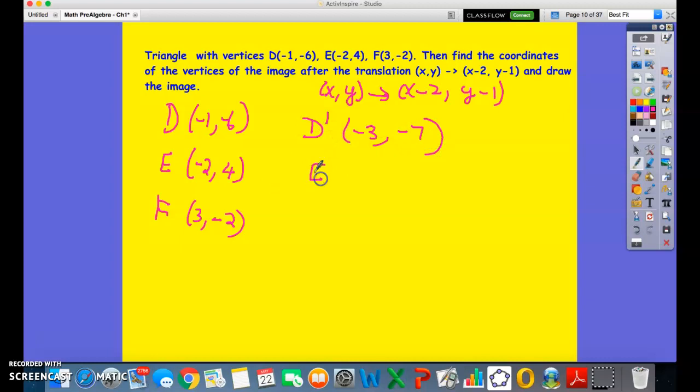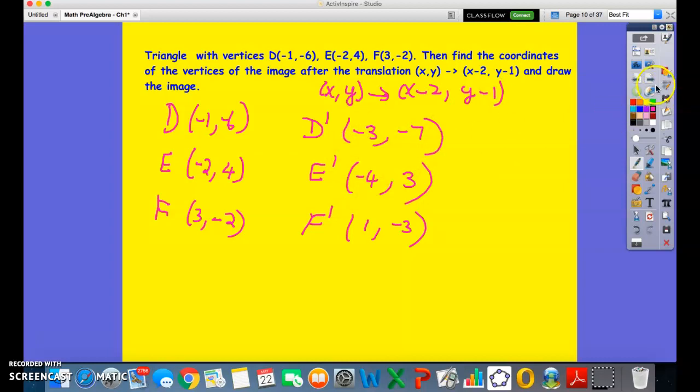Now E prime, that's the image of E after the translation. So x changes to x minus 2: -2 minus 2 is -4. And 4 minus 1 is 3. Now F prime is the image after the translation. So 3 minus 2 is 1. And y minus 1: -2 minus 1 is -3. So this is the image. Then you can actually draw the image using the coordinates.